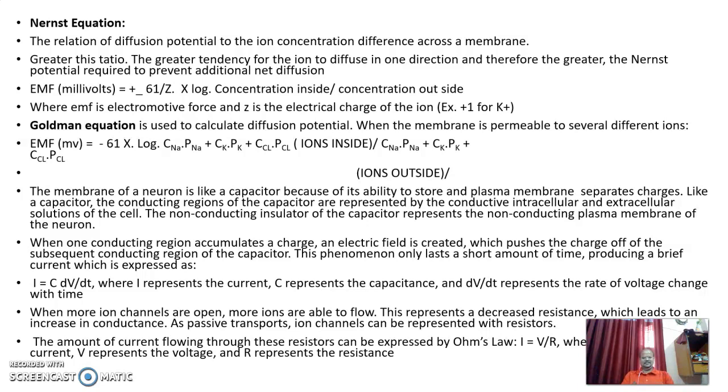When the charge moves, there are gates that open and close. The opening of these gates decreases the resistance, and the closing of these voltage-gated channels increases the resistance. So you can apply Ohm's law here: V is equal to IR, or I is equal to V upon R, where I is current, V is voltage, and R represents resistance.